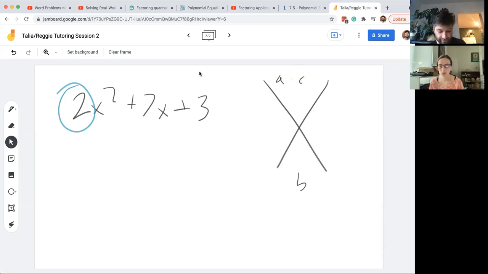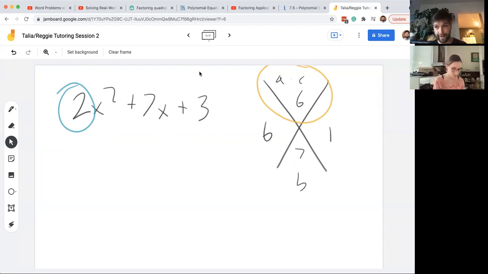So what would a times c be here? 2x squared plus 7x plus 3. It would be 6, exactly. And then b stays the same, so it's just 7. So that's the first new thing: up top, it becomes a times c instead of just c. Before it was a times c, but a was 1, so it didn't really matter. So you're going to get 6 and 1, two numbers that multiply to equal 6 and add to get 7.